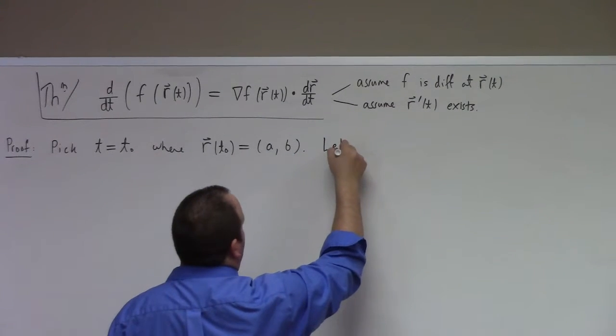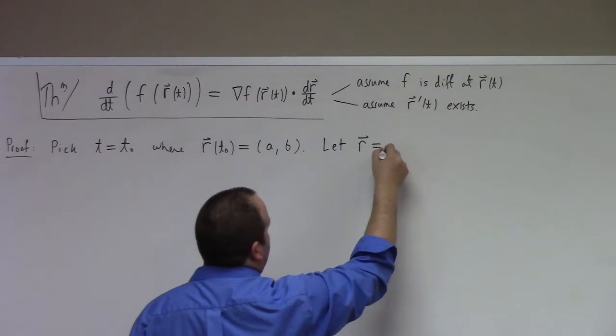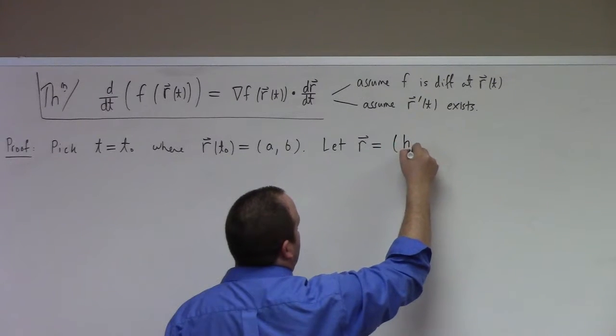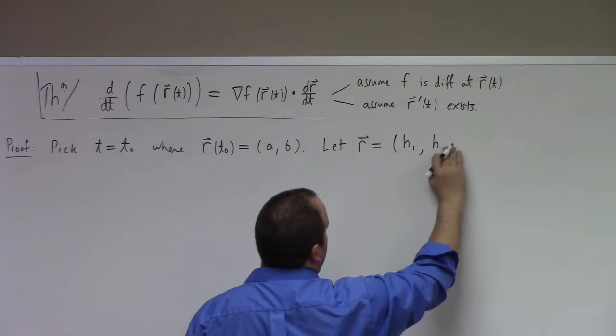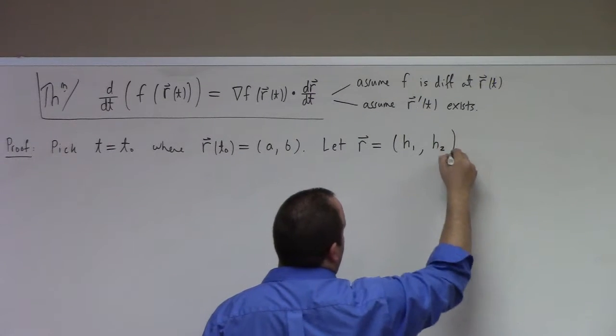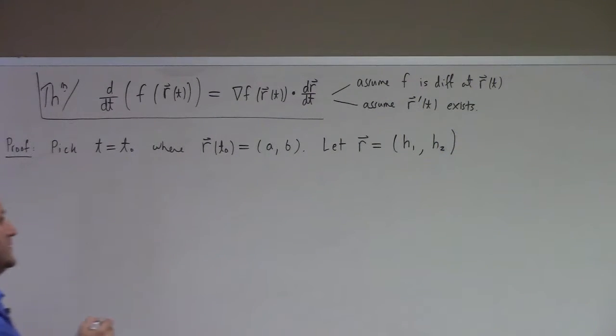And let's also develop some notation here. Let r equal to, let's say, (h1, h2). I usually use x and y for these, but I'm going to use h1 and h2 so that the proof is maybe a little bit easier to follow.